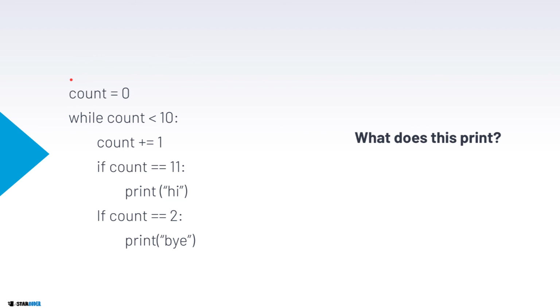Well, let's go over it. We have count equals 0, and while count is less than 10, we increment count by 1, and if count is 11, we print high. But if count is 2, we print bye. So count can go all the way from 0 to 9, because as soon as count is greater than 10, it exits the while loop, meaning that count will never reach 11, which is a number greater than 10. Therefore, we will never print high. But on the second incrementation of the while loop, when count is equal to 2, we will be able to print bye. Thus, this program prints bye.